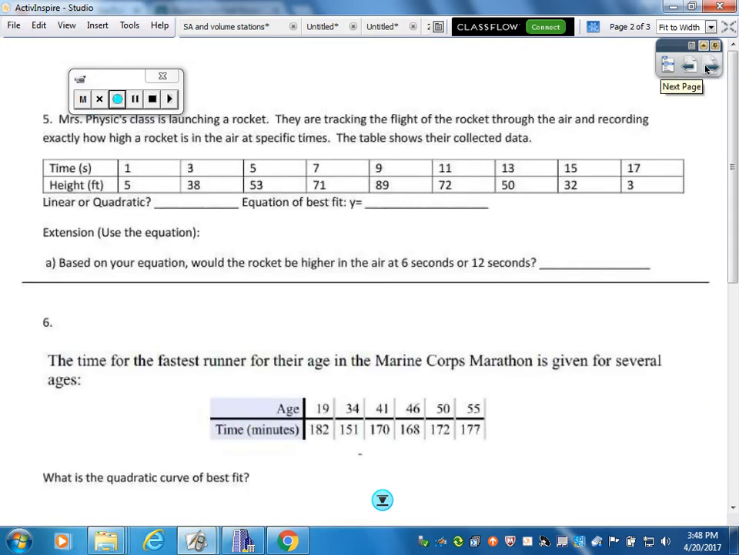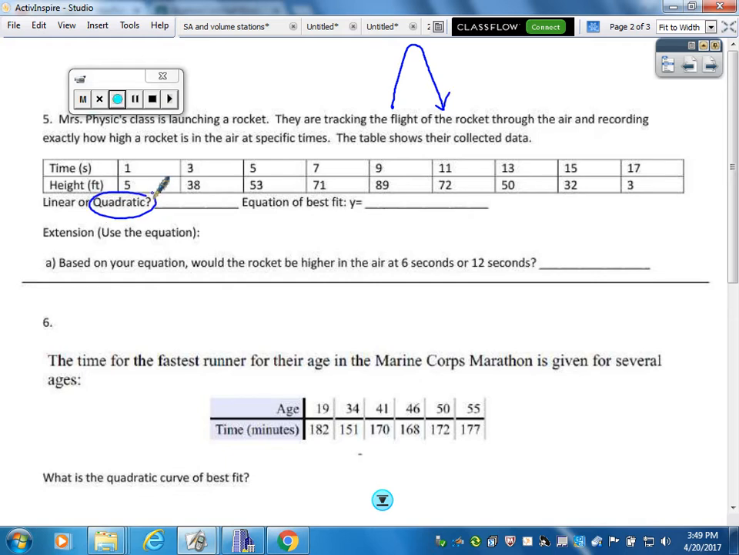So next slide, it says we are launching a rocket. They're tracking the path of this rocket through the air and recording exactly how high it is in the air at specific times. So the table shows their collected data. And the first thing it says is, is it linear, which means a line, or is it quadratic? And you got to think about what they're doing. They're shooting a rocket up into the air and then seeing what height they're at. So that is a negative curve right there. So that is a quadratic.